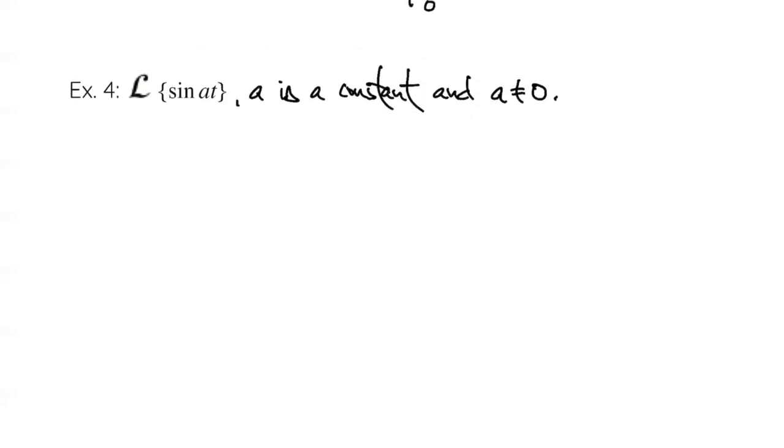So let's apply our formal definition. We're going to say the integral from 0 to infinity of e to the negative st. Remember, that's part of the formal definition. And then we multiply it by our f of t, and our f of t here is sine of at. So we multiply by sine of at.